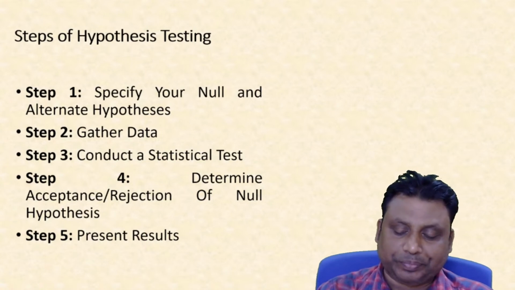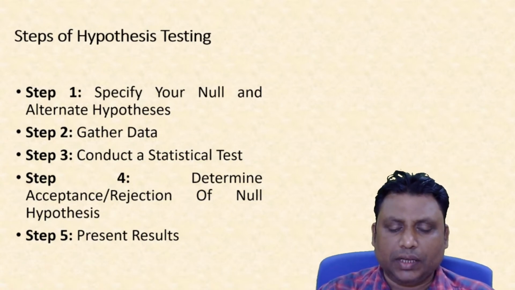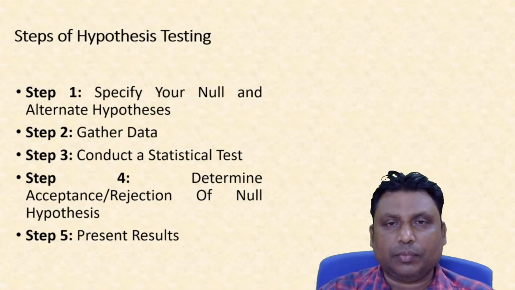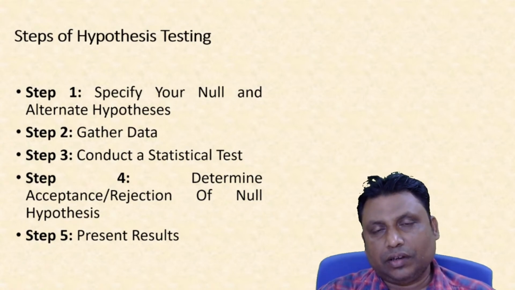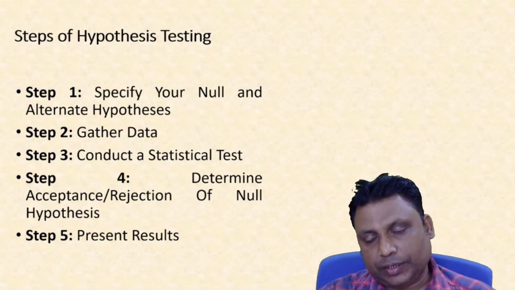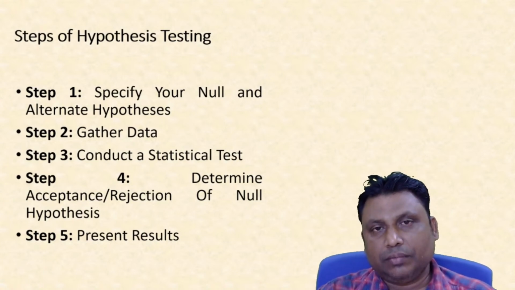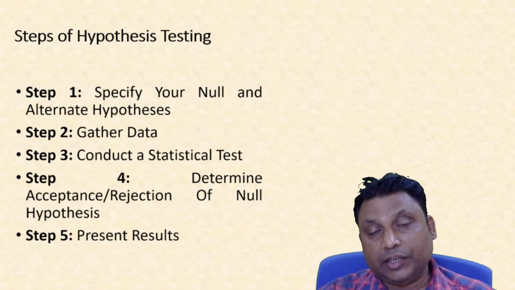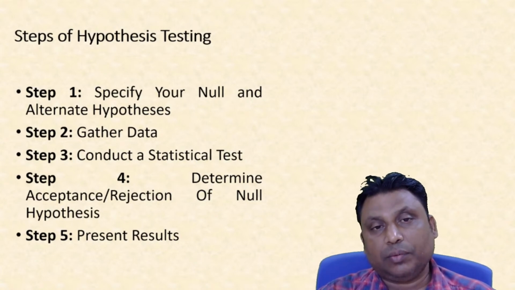So that means what happened? This is one by one. In step 1, specify your null and alternative hypothesis. For any researcher or any investigator, you have to take your hypothesis from the objective, the first point. Second point is, from the hypothesis, again you have to find out what is your null hypothesis and what is your alternative hypothesis. If you do not specify or define your null hypothesis and alternative hypothesis, then what happens? You cannot take your analysis from the data.